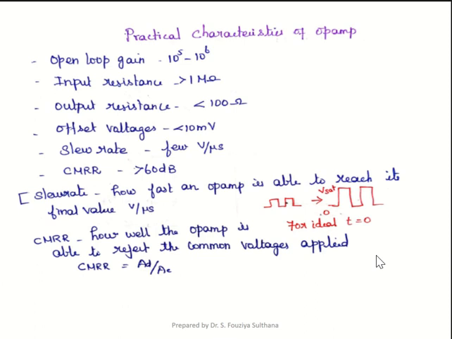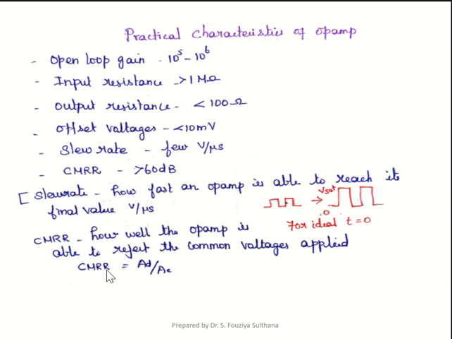But whatever we discussed for the ideal case, practically it is not possible. So practically the op-amp will have an open loop gain of 10 power 5 to 10 power 6, input resistance greater than 1 mega ohm, output resistance less than 100 ohm, offset voltage less than 10 millivolt, slew rate of a few volt per microsecond, and the CMRR will have a value of greater than 60 dB.